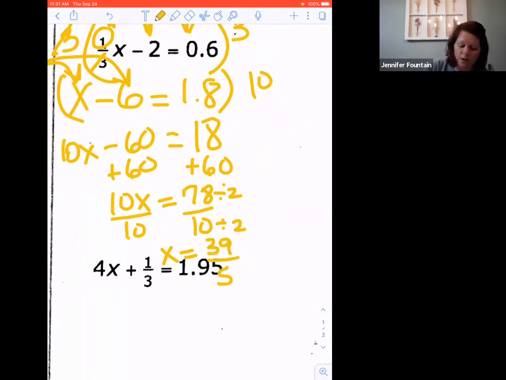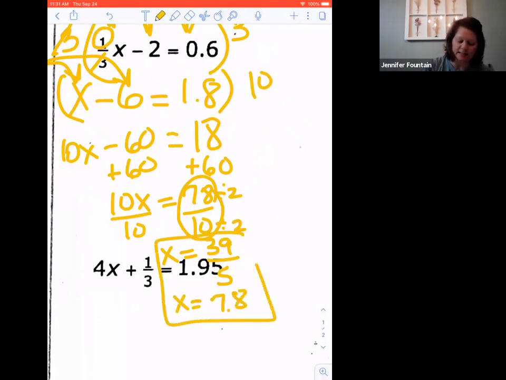Or if I wanted to do it in decimal form, 78 divided by 10 is going to be 7.8. So I could either leave it as a fraction in simplest form, or I can do a decimal, which would be 7.8. It would be up to you. Any questions on that, how we did anything?